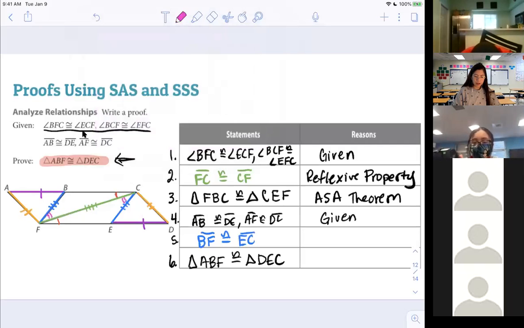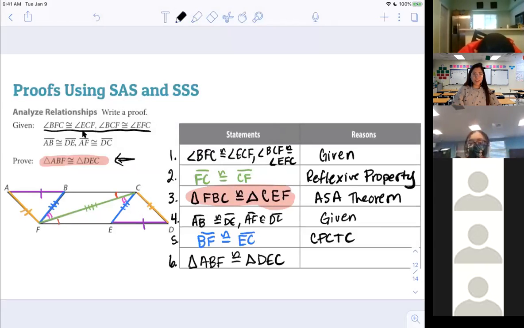So how could I prove that BF and EC are congruent to each other? CPCTC. Good job. Yes, nice job. CPCTC, because I already know that triangle BCF is congruent to triangle CEF. So because I know that, and BF and EC are part of that, I can use CPCTC. That's like Emily's favorite one, CPCTC.